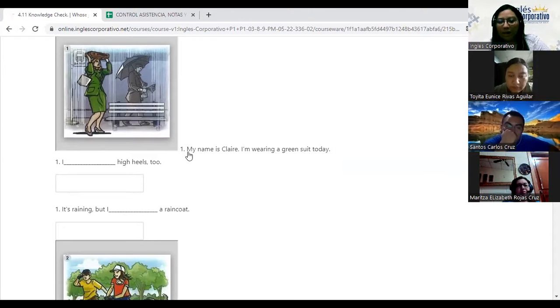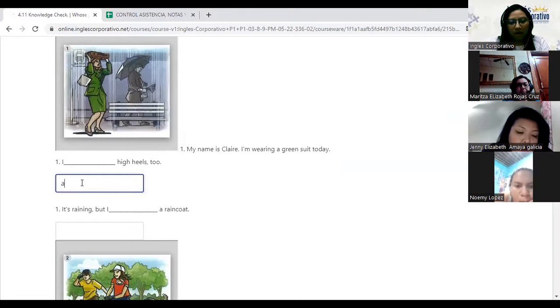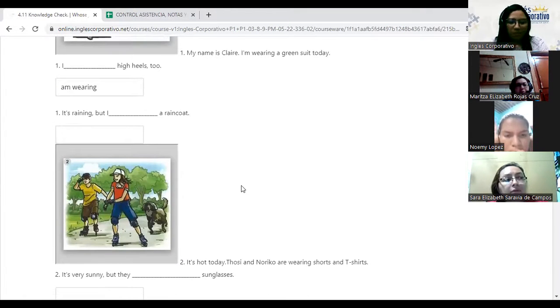Inicia diciendo, my name is Claire. I'm wearing a green suit today. I. ¿Cuál es la forma del verb to be ahorita? Que vamos a utilizar I. I am wearing. Recuerden el verbo I'm wearing high heels too. Yo sé que algunos o la mayoría ya hizo este ejercicio, así que va a ser fácil de responder.